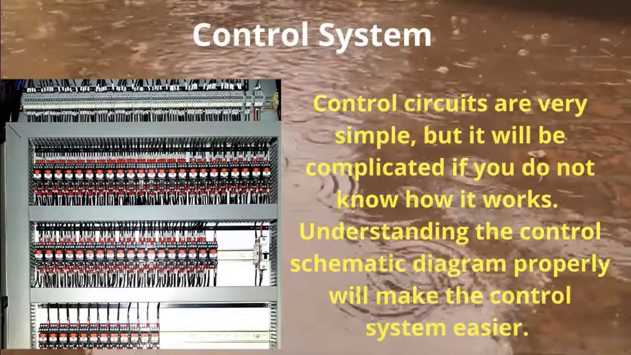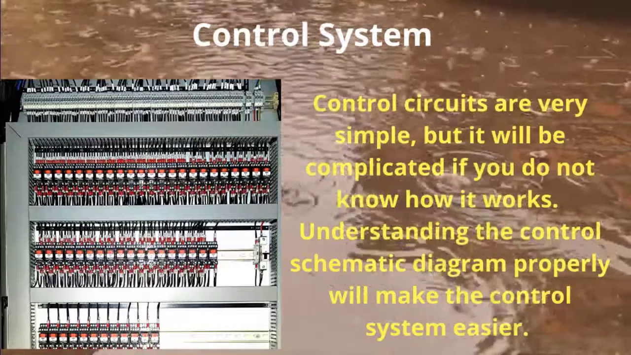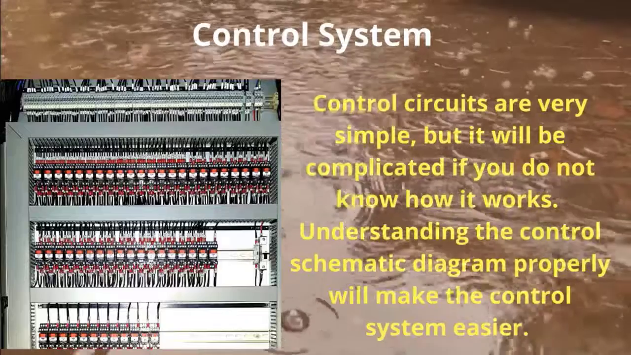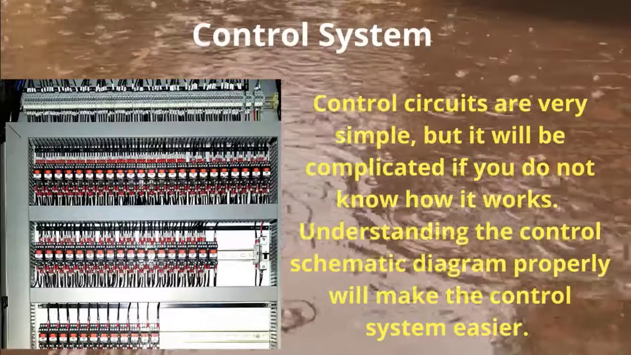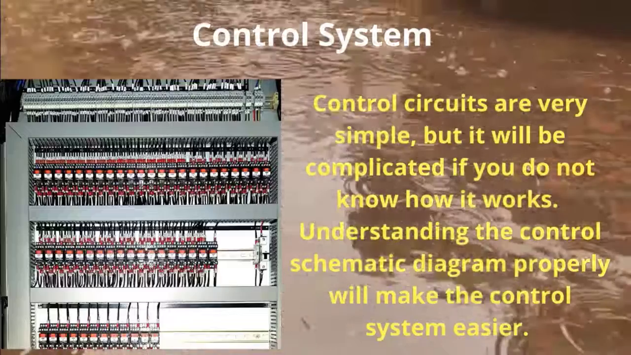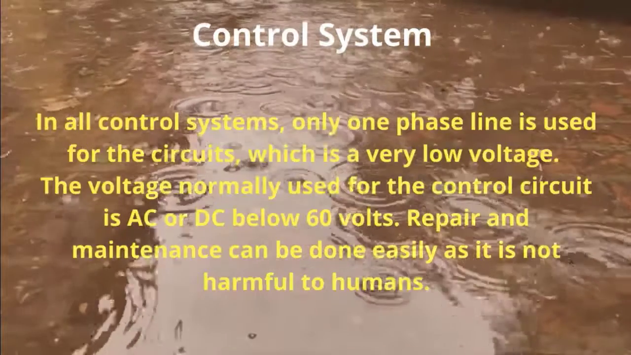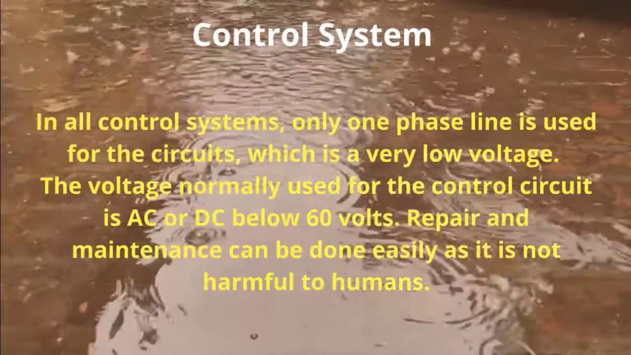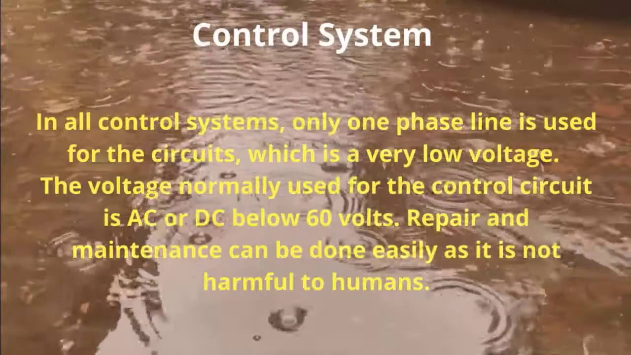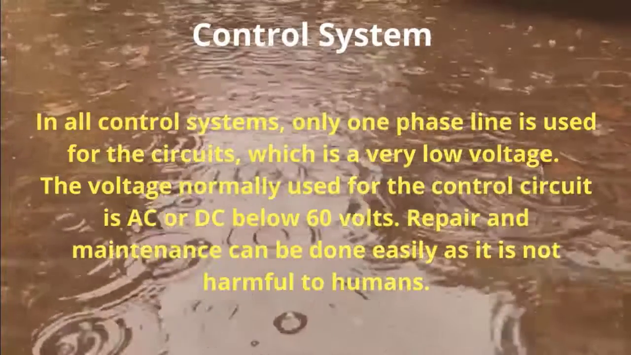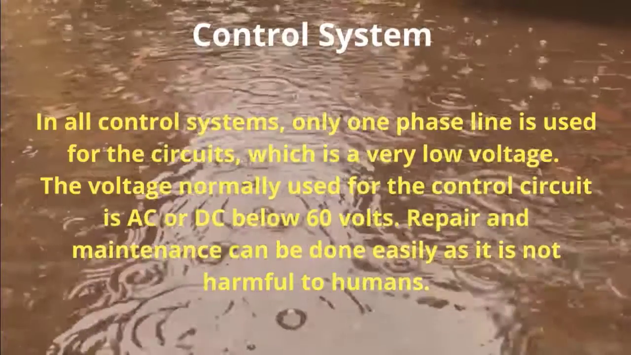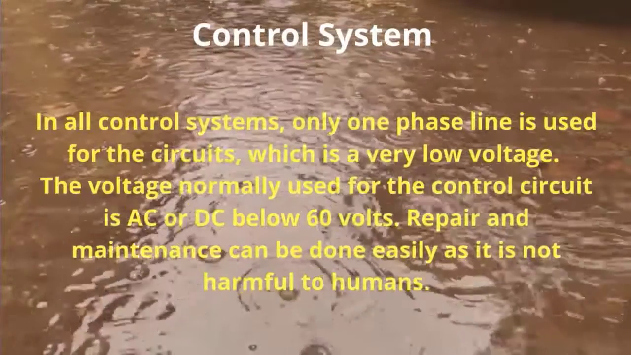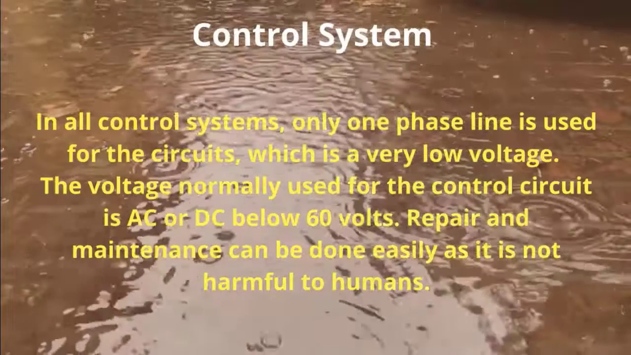Control circuits are very simple, but it will be complicated if you do not know how it works. Understanding the control schematic diagram properly will make the control system easier. In all control systems, only one phase line is used for the circuits, which is a very low voltage. The voltage normally used for the control circuit is AC or DC below 60 volts. Repair and maintenance can be done easily as it is not harmful to humans.